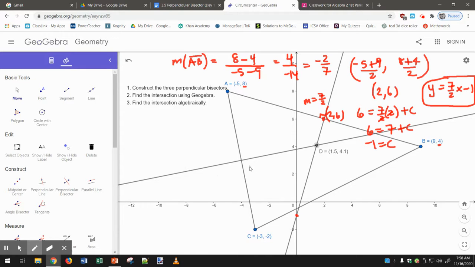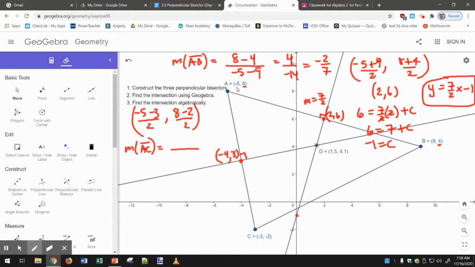Now for this perpendicular bisector, we just do the same exact thing. Here's the midpoint. Take the x plus the x, so negative 5 plus negative 3, divided by 2. Then take the y-coordinates, 8 plus negative 2, which is the same thing as 8 minus 2, divided by 2. So then the coordinates of that midpoint are negative 8 over 2, which is negative 4, and 6 over 2, which is 3. Okay, and then we find the slope of AC.